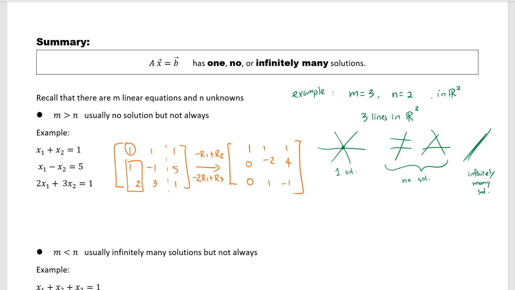Okay, everyone? And then what happened? Well, we want to make this entry 1. We can swap them.